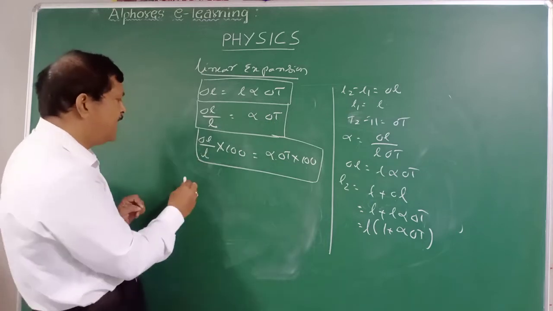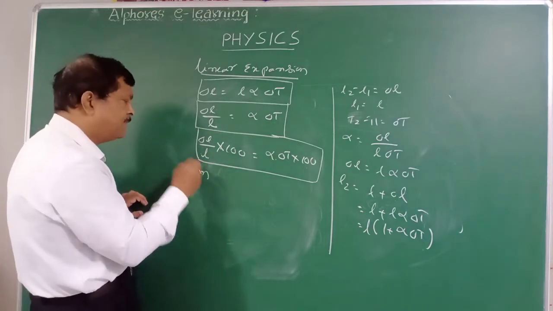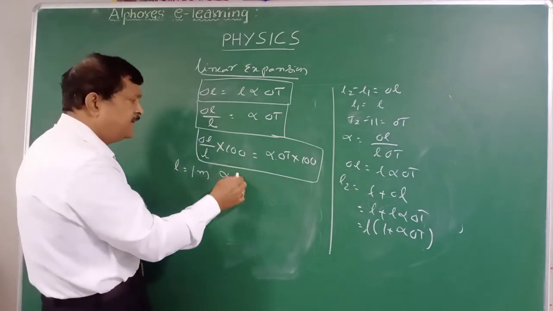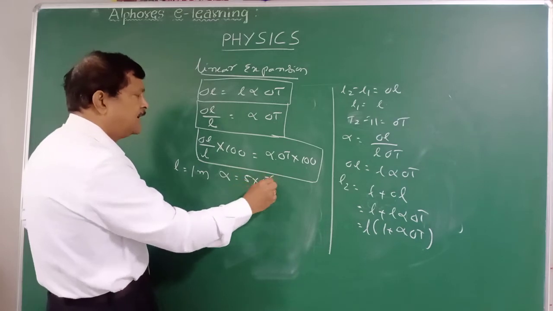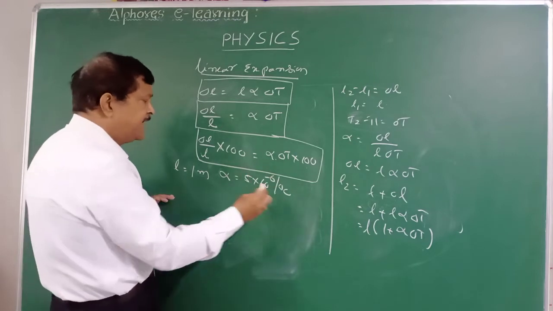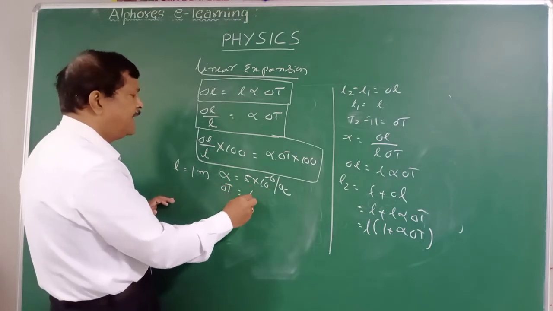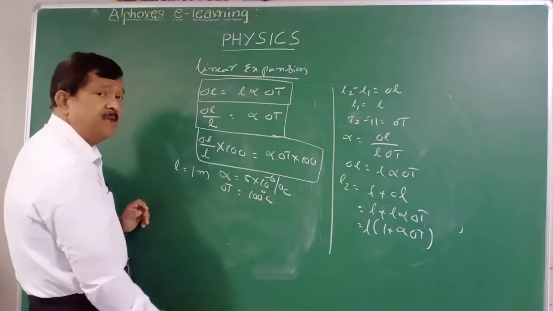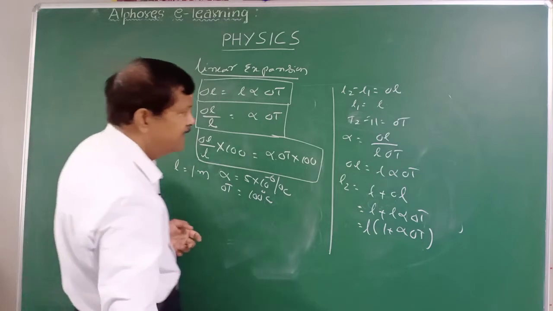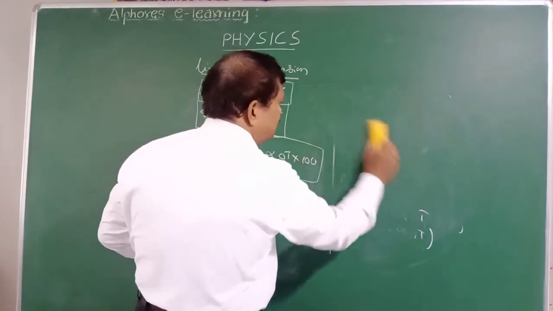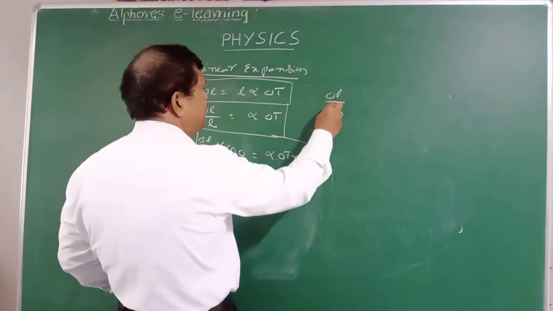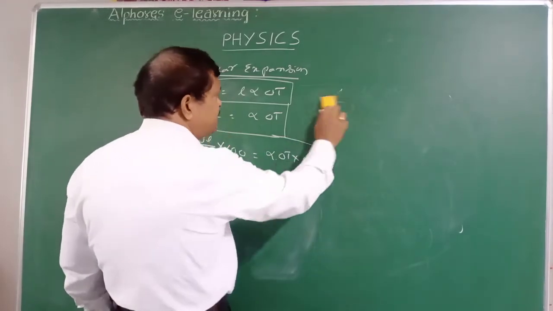For example, I have taken a rod of length 1 meter. Initial length is 1 meter, and alpha, the coefficient of linear expansion, is 5 into 10 power minus 6 per degree centigrade. And for this rod, I have changed the temperature, delta T, by 100 degrees centigrade. Then what is the fractional change? Let us apply these equations which are useful here. I want the fractional change delta L by L. Let us calculate all these values.